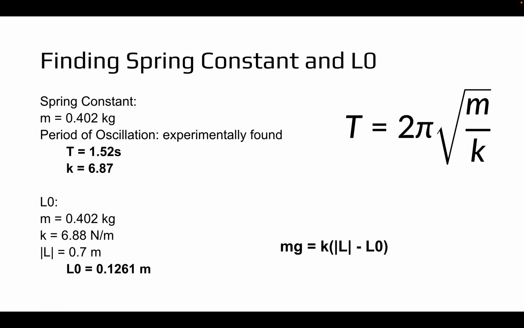And on the same side of the coin, for L naught, we use the energy change formula. So we use mg is equal to K of S, which is L minus L naught, to figure that out. And then we find that L naught is equal to 0.1261 meters.